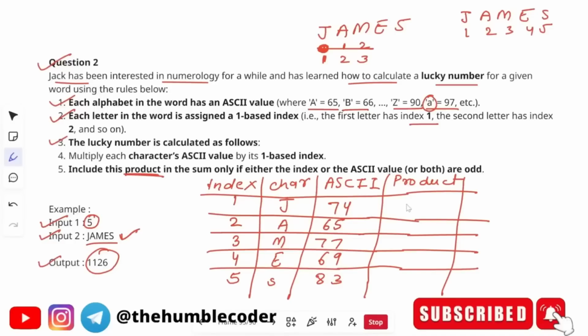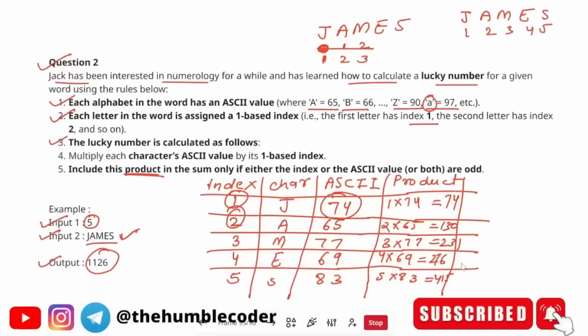Now in this one the product will be how much? 1 into 74. Why 1 into 74? Because 1 is the index value, 74 is the ASCII value. So the product is going to be 74. Similarly, next one is 2 into 65, which is 130. Next one we have is 3 into 77, which is 231. Next up we have 4 into 69, which is 276. Next one we have 5 into 83, which is 415. Guys, pardon me for my bad writing, but I hope you can understand what I'm trying to convey. It is a very easy problem, you just have to understand it.